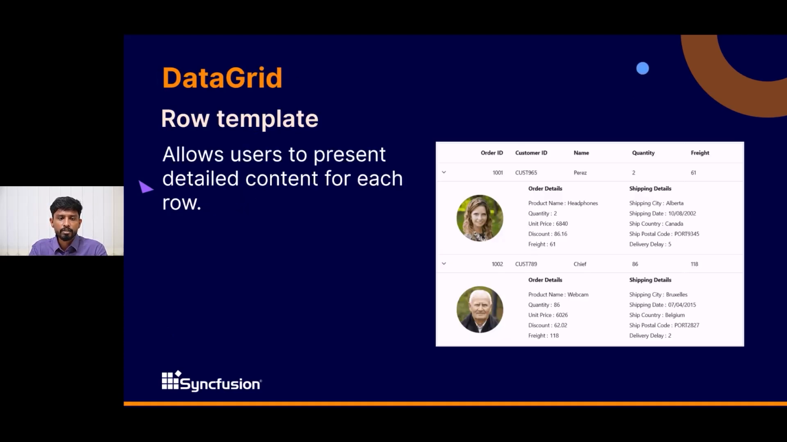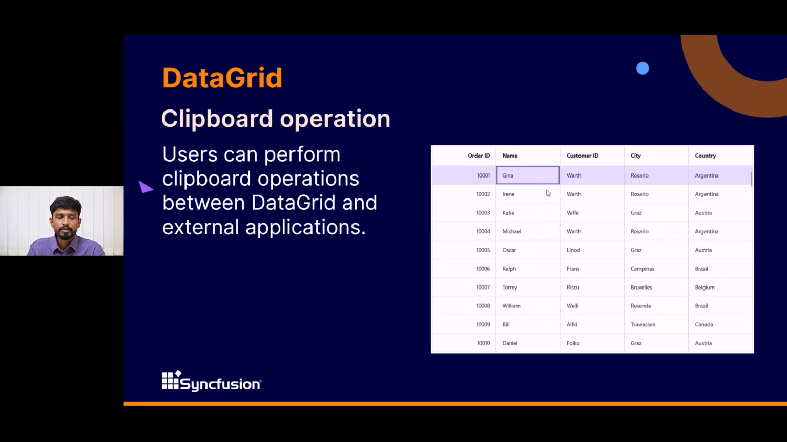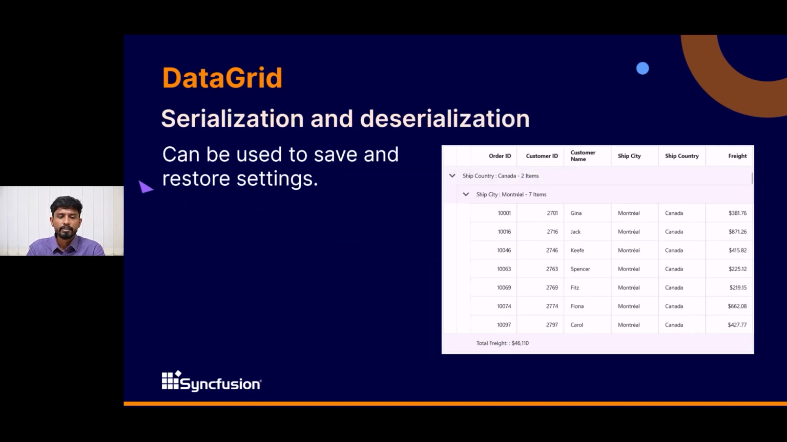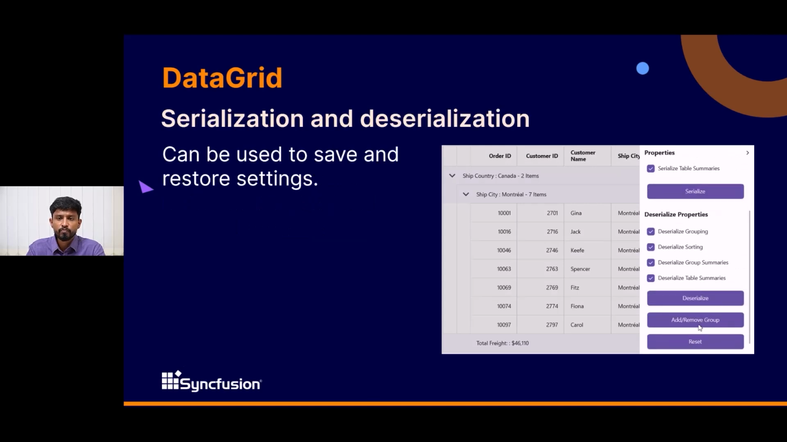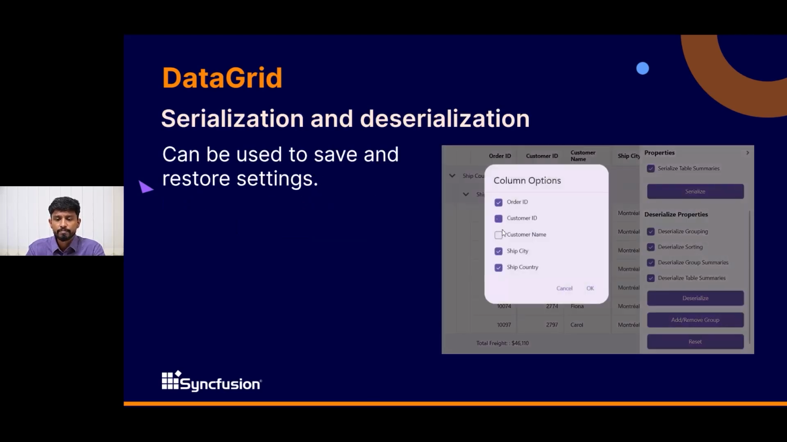The first one is data grid. We have row template enhancements. This feature allows users to present detailed content for each row with custom .NET MAUI controls. Next, we have enhancements related to the clipboard operation. Users can perform clipboard operations such as cut, copy, and paste between the data grid and external applications like, for example, Notepad and Excel. And then we have serialization and deserialization, which can be used to save and restore settings.